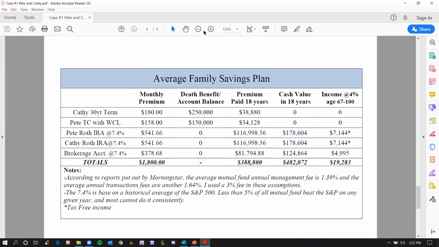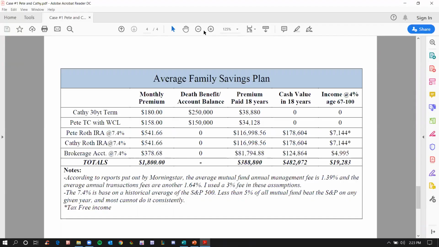Okay. Now, right now, Kathy, you have a 30-year term. You're spending $180 a month on it for $250,000 of coverage. And over the next 18 years, you're going to spend about $40,000. Okay. Pete, you have your term policy with West Coast Life. You're spending $158 a month on it. And over the next 18 years, you're going to spend about $34,000.